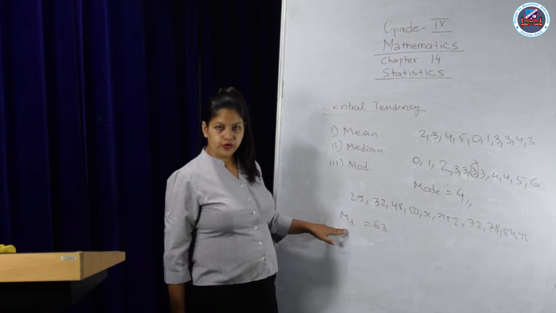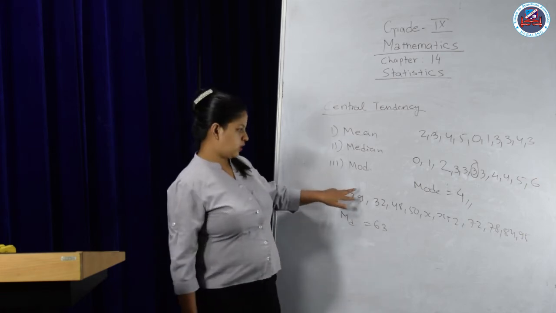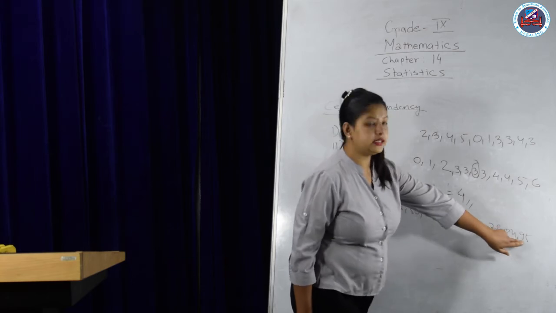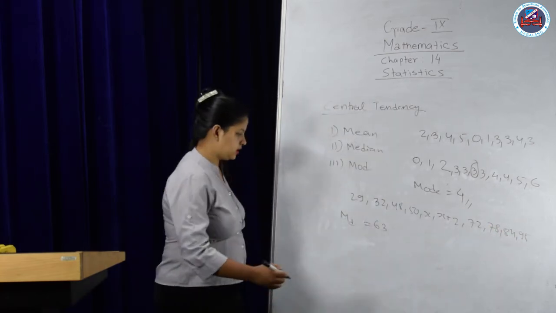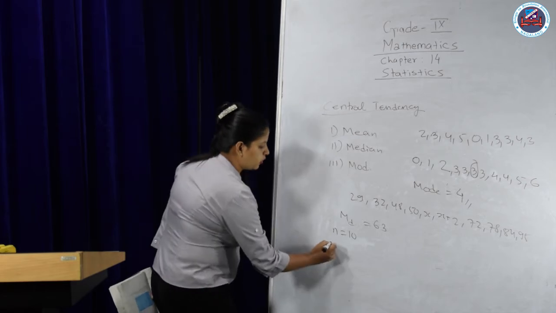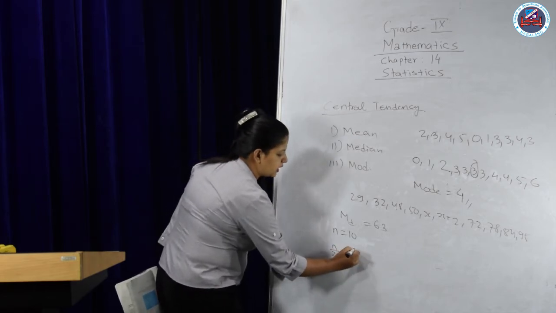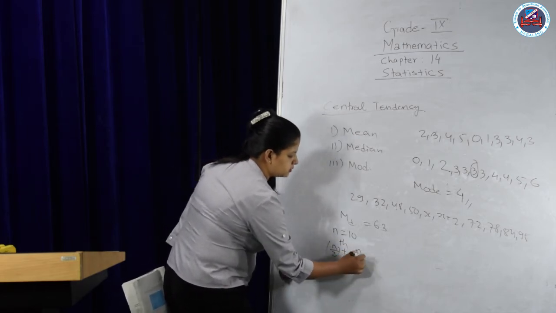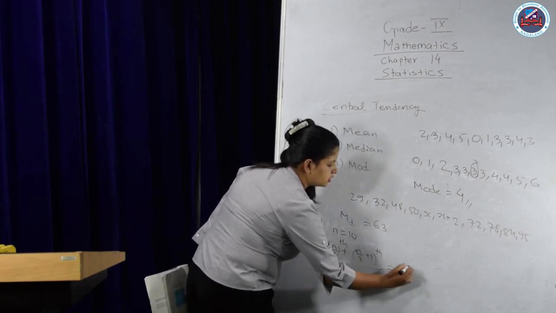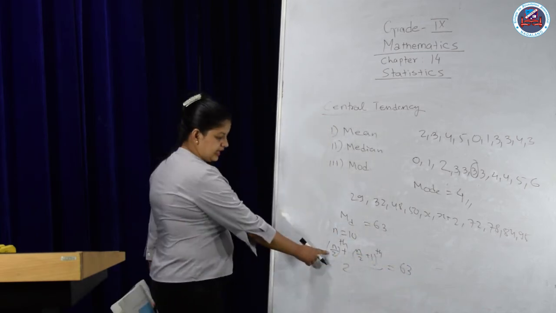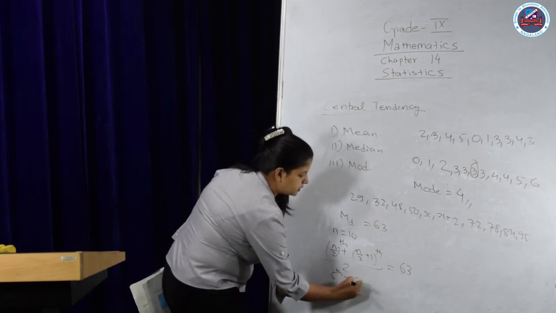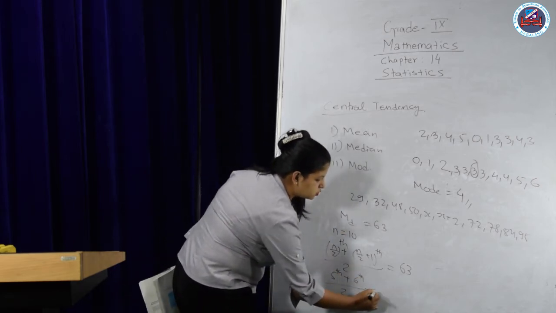Formula for median. Before we find it, find whether the number of terms is odd or even. 1, 2, 3, 4, 5, 6, 7, 8, 9, 10. That means n is 10. 10 is even. For even, the formula is n by 2 plus next term, n by 2 plus 1th term, divided by 2 would be your median. n by 2, that is 10 by 2, the 5th term. Next would be the 6th term, divided by 2.